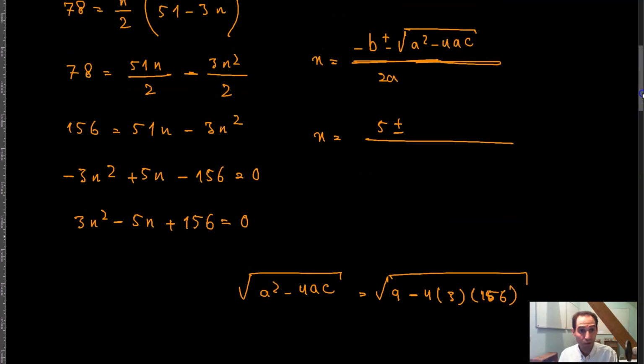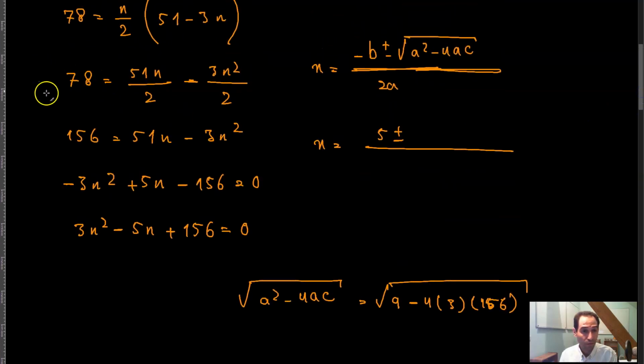Have we not made any mistakes here? 78 times 2 is equal to 140 plus 16, 156. 51n minus 3n squared. And then we can write negative 3n squared plus 50, that's 51, that's the mistake.